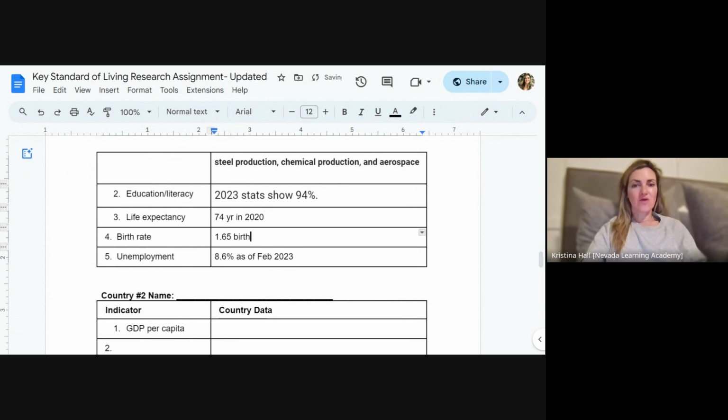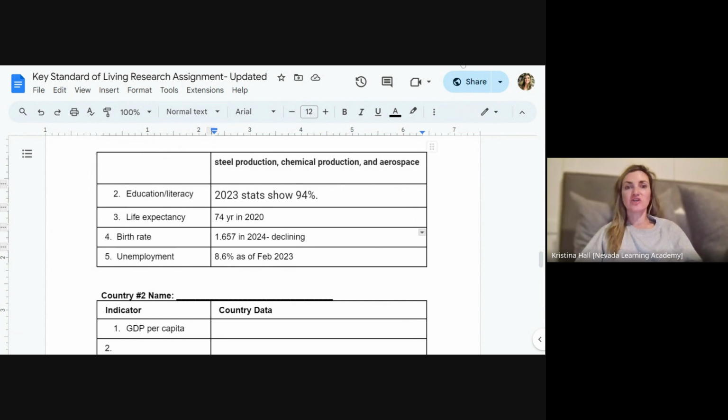Okay, so 1.6, let me revisit that. It was 1.657 in 2024, declining. Okay, so declining. All right. Again, I want to put a year with each stat. You can see I'm doing that. And then let's look at unemployment.